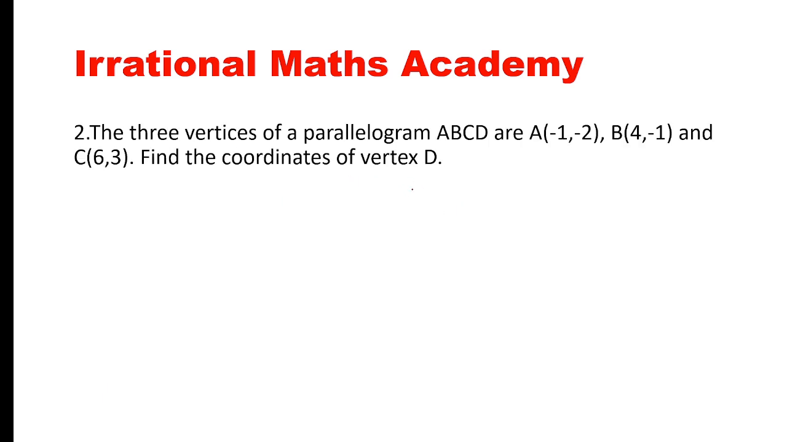The three vertices of a parallelogram. Okay, let me draw the parallelogram again. You can take any order. Sorry, you can take anything as A, but you have to follow the pattern. Okay, order you have to follow. If I'm taking this as my A, you can take this as A if you wish. A is (-1, -2). B coordinates are (4, -1). C coordinates are (6, 3). D coordinates we are supposed to find out.